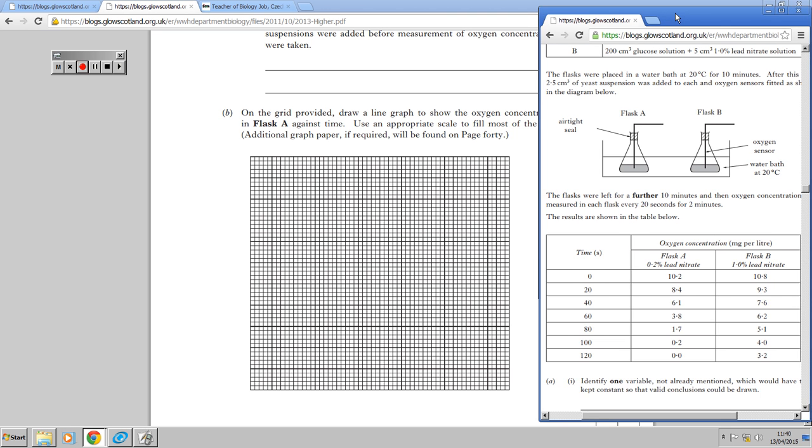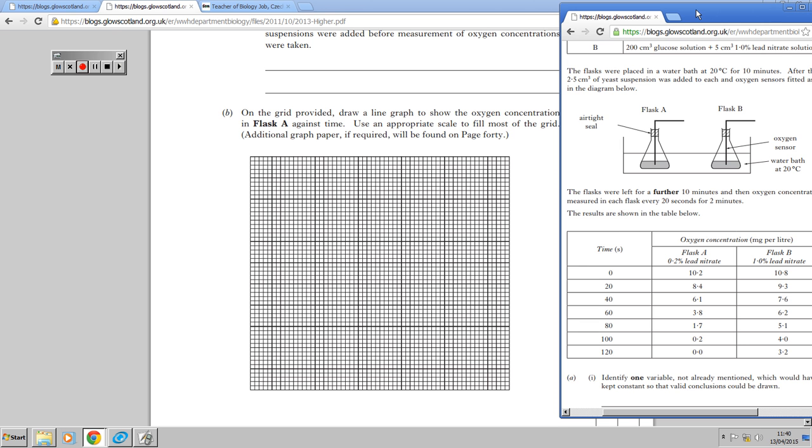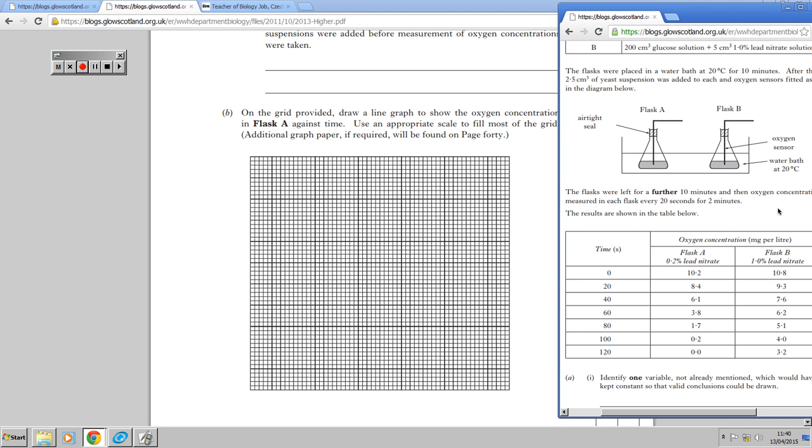Now, back to the question. In the question, it shows draw a line graph to show the oxygen concentration, so this is also a key point, and we want to show oxygen concentration against time. So that tells you what to put on those 2 axes. As we said, we're looking at this information here, and we want to plot this on the graph.